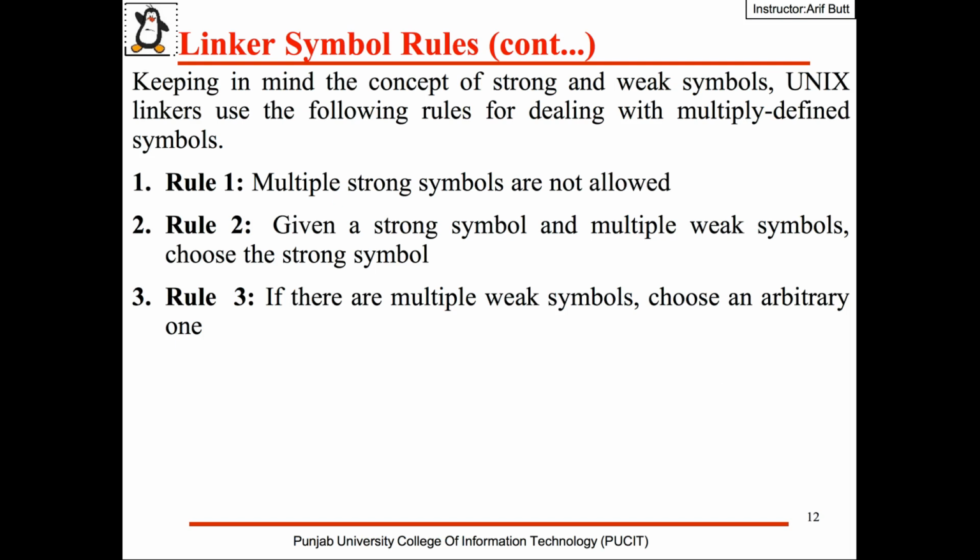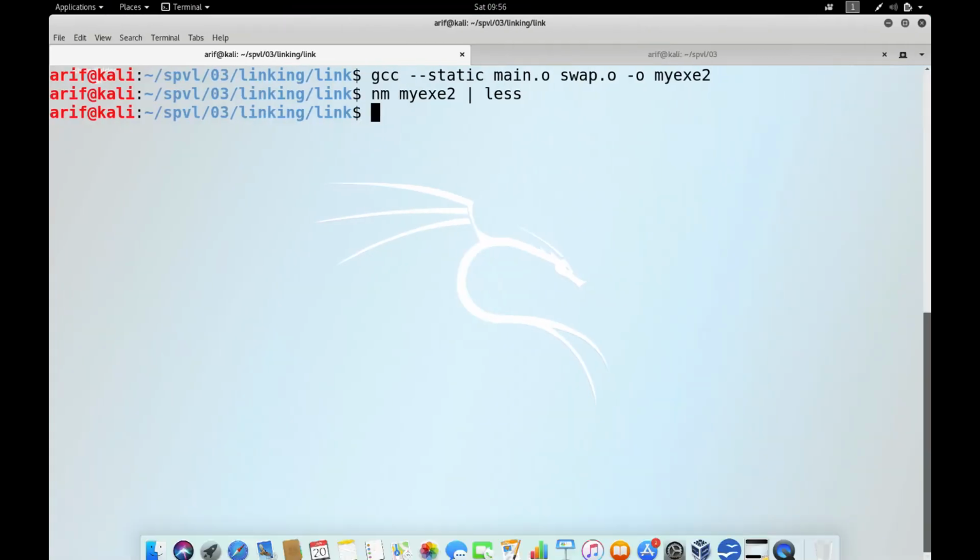Unix linkers use these three rules for dealing with multiply defined symbols. Rule 1: multiple strong symbols are not allowed. Rule 2: given a strong symbol and multiple weak symbols with the same name, choose the strong symbol. And rule 3: if there are multiple weak symbols with the same name, choose an arbitrary one. Now let us move on to the terminal again and verify these concepts.